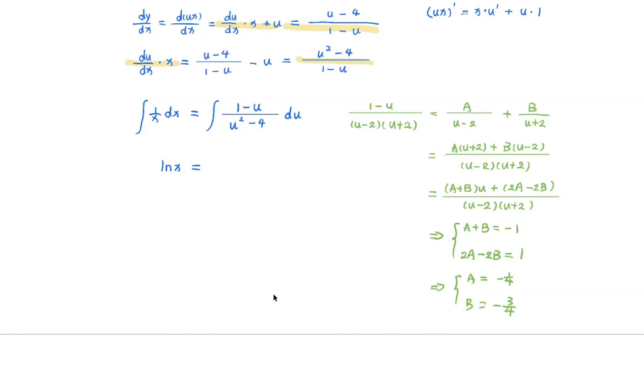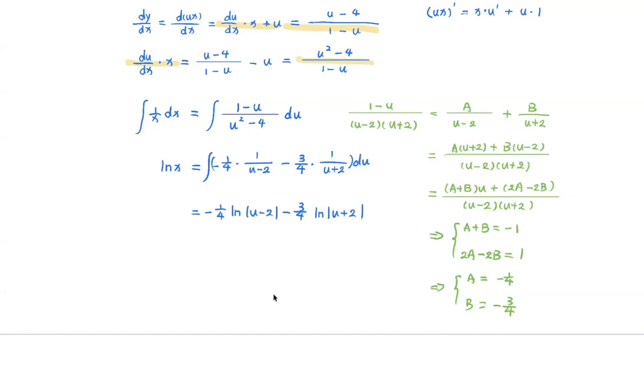Put it back. This will give you the integral of negative 1 over 4 times 1 over u minus 2, minus 3 over 4 times 1 over u plus 2, du. Okay? This whole thing du. And anyone know what the integral of this is? Well, this is just ln of that. Negative 1 over 4 ln of u minus 2, minus 3 over 4 ln u plus 2.